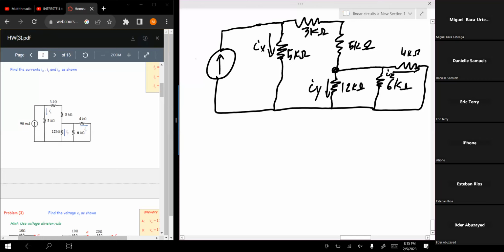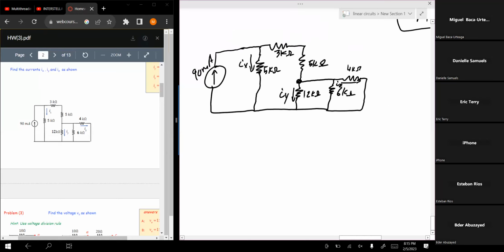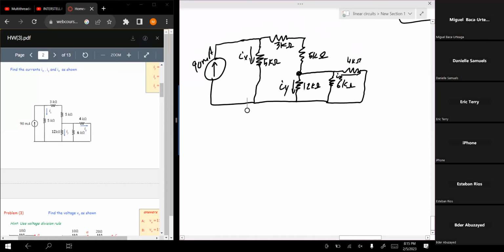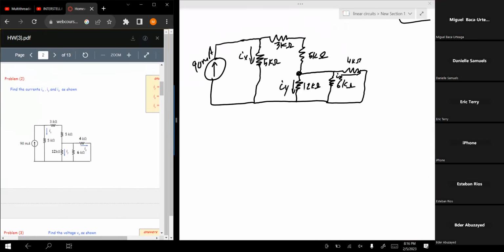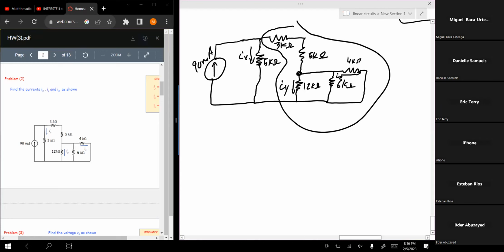Okay, so we have a total of 90 milliamps right now. This 90 milliamp current source is the amount of current that's going to be flowing through this whole circuit. This is my thought process: we have 3 currents that this wants us to find, IX, IY, and IZ. Just looking at this, the easiest way would be to combine all of this side, and this will all be in parallel with IX here, right?